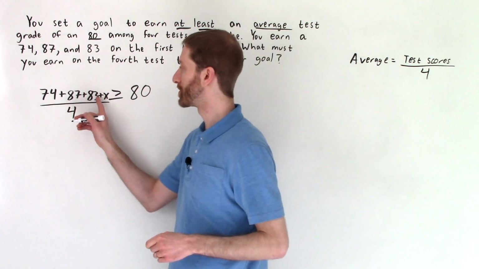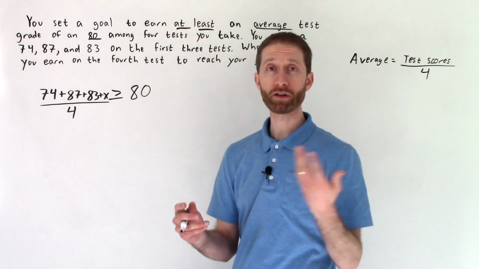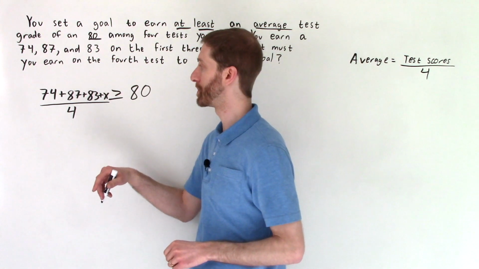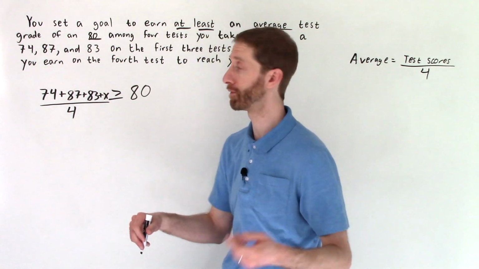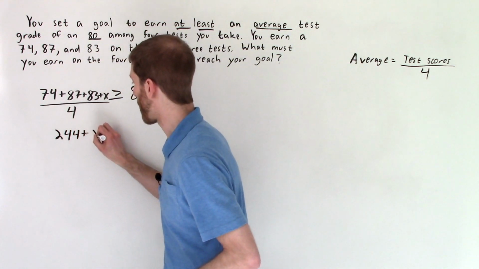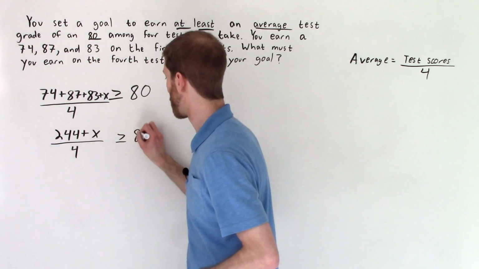Well, the first thing we can do is simplify the addition. You can do it with a calculator or mentally. 74 plus 87 plus 83 is going to be, let's see, 244. So you're going to get 244 plus X all divided by 4, and that is still greater than or equal to 80.